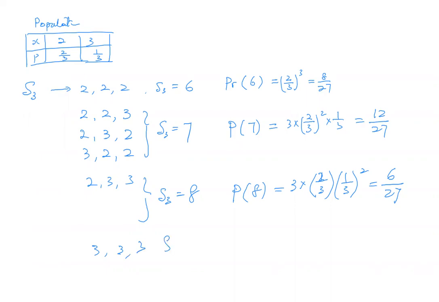Then the last one is all is 3. So S3 will be equal to 9. So probability of 9, 1/3 to the power of 3. So it's 1/27. So you see, you add up 8, 12, 6, and 1, 27. So you also can build like that. So this is the one about the sum. So that is exercise 9A.